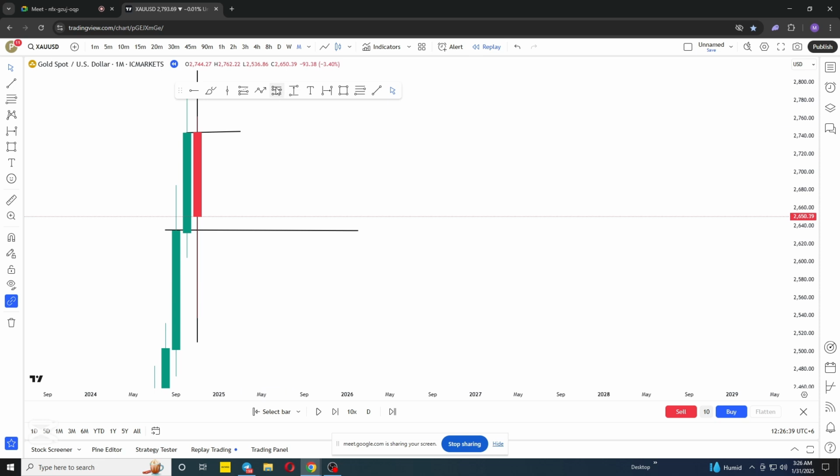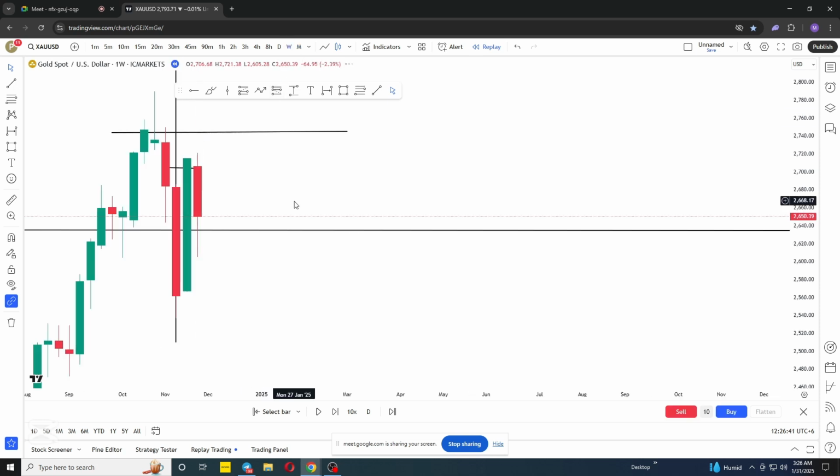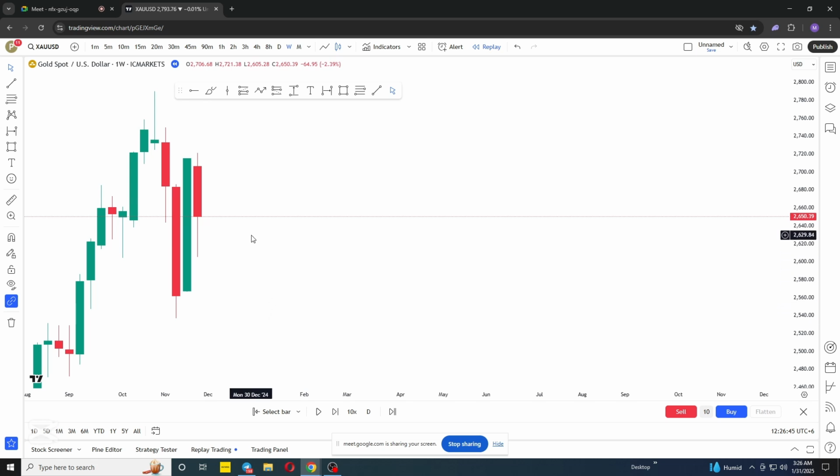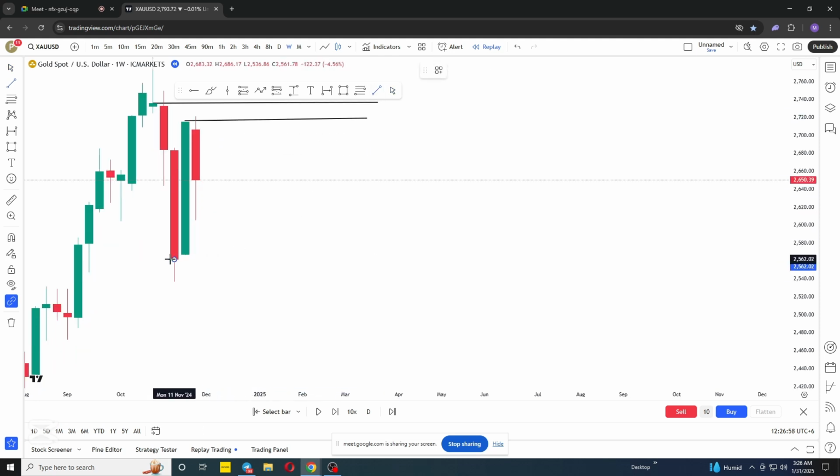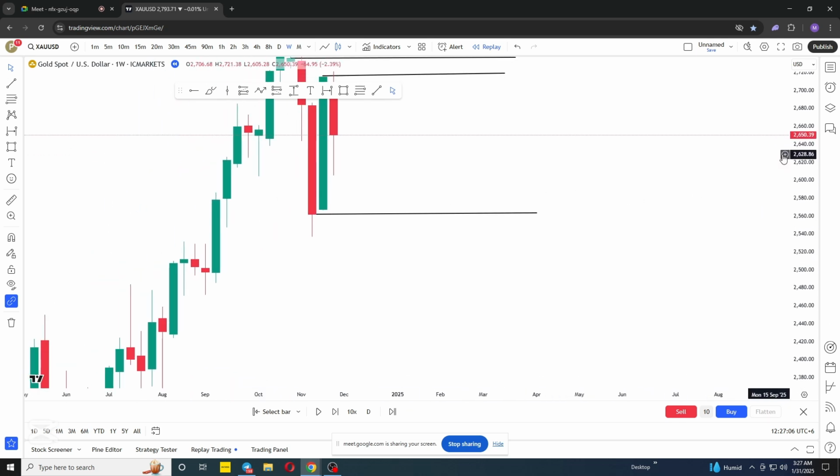Let us go to weekly. Now the same thing we are going to do here. This is our very recent market. We have this as a fresh level. We have a few fresh levels also here and there. So now look.